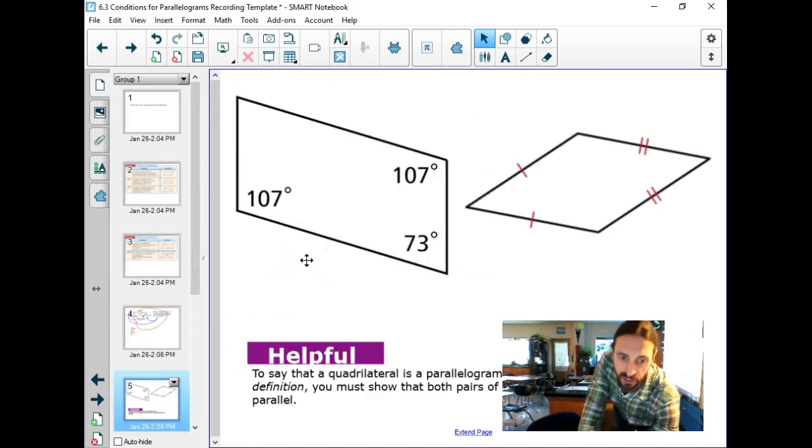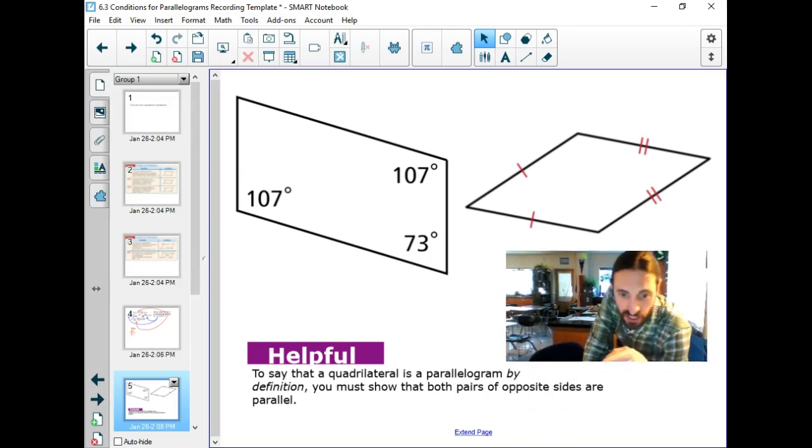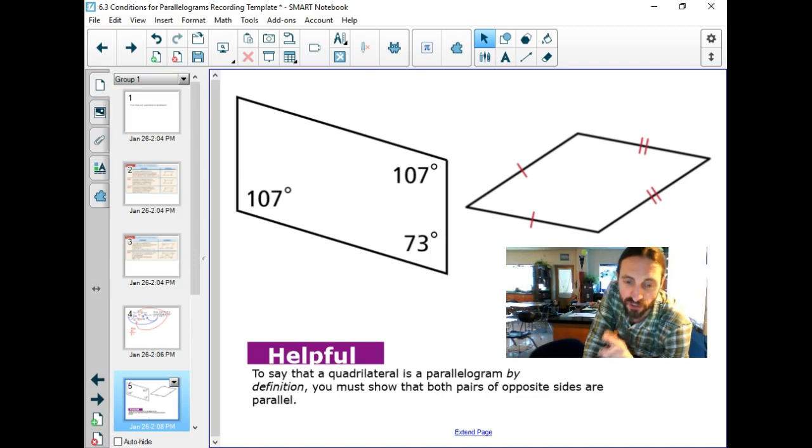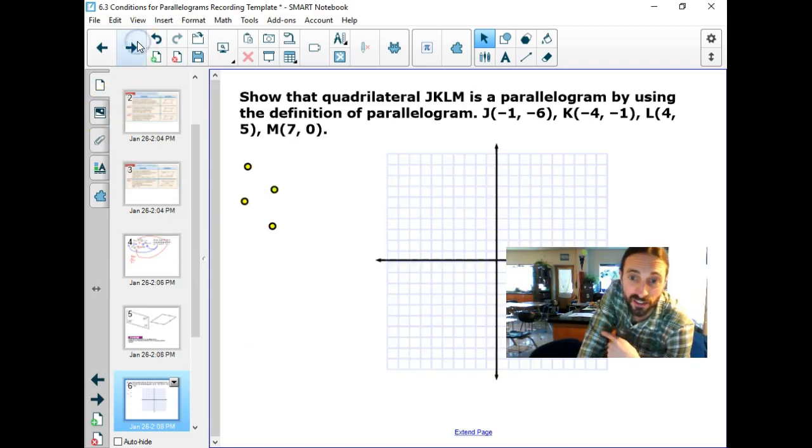So again, you've got these 6 ways to tell if something's a parallelogram. Here, wait a minute. This angle is supplementary with this one and with this one. It's definitely a quadrilateral, therefore this is a parallelogram. This figure here, opposite sides aren't congruent. This one, does that have to be a parallelogram? No. And again, to say something is a parallelogram by definition, you must show that both pairs of opposite sides are parallel, like in this problem.